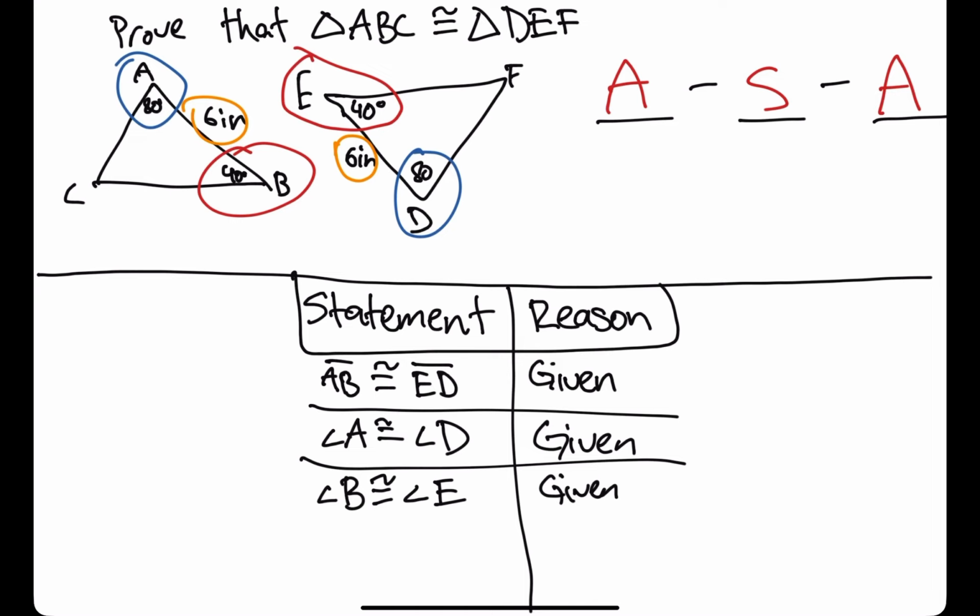Now we can finally prove this theorem in saying that triangle ABC is congruent to triangle DEF because of the angle, side, angle theorem.